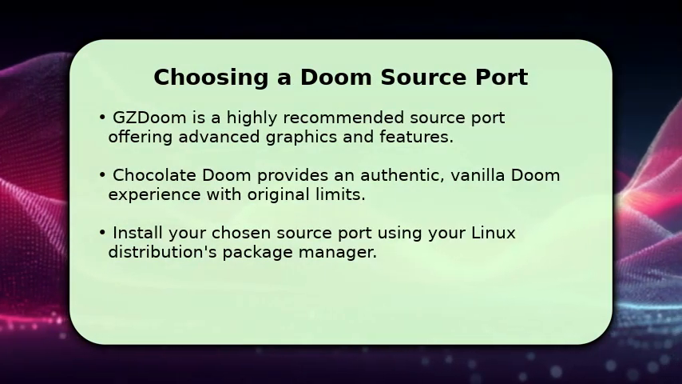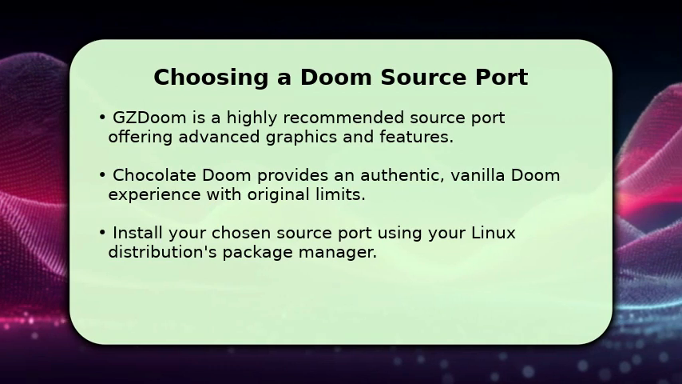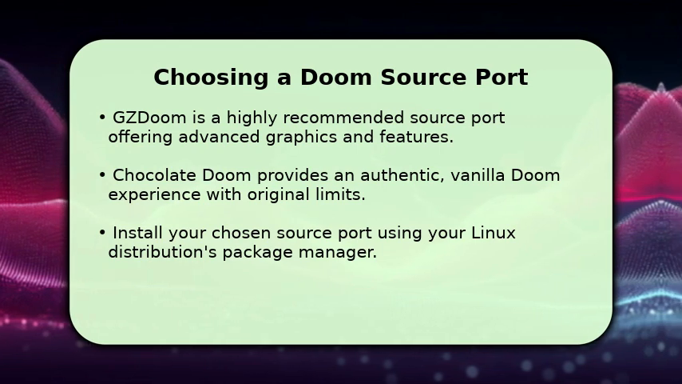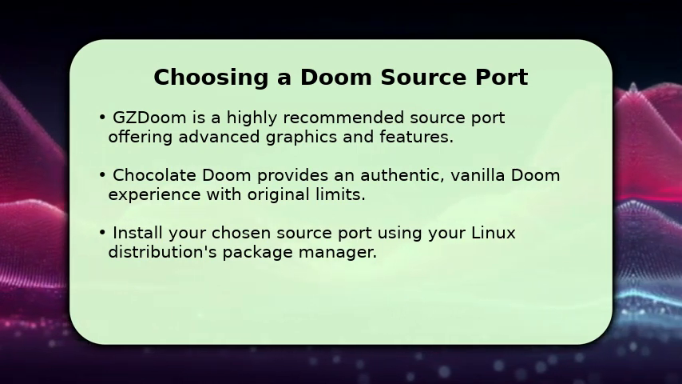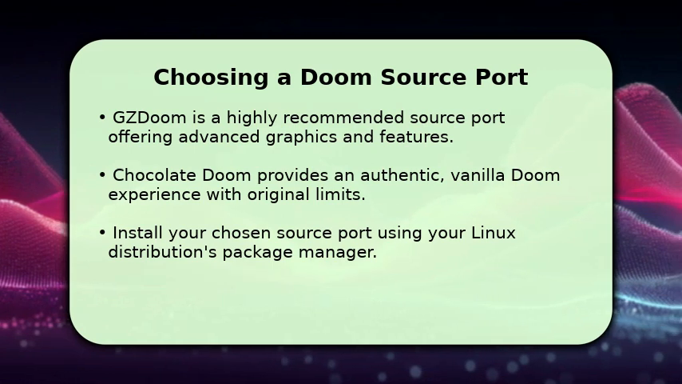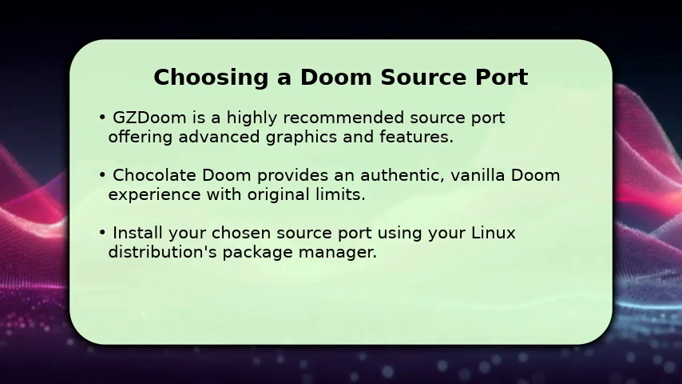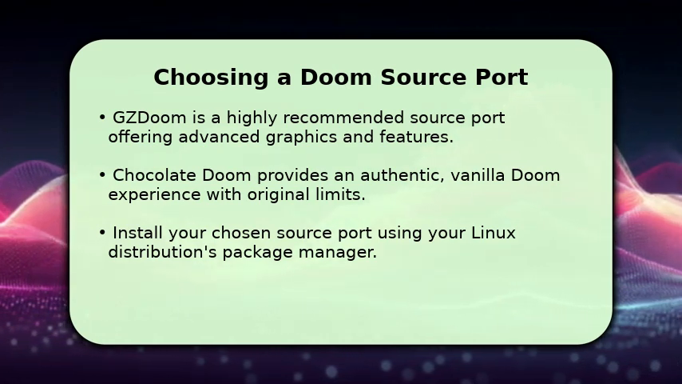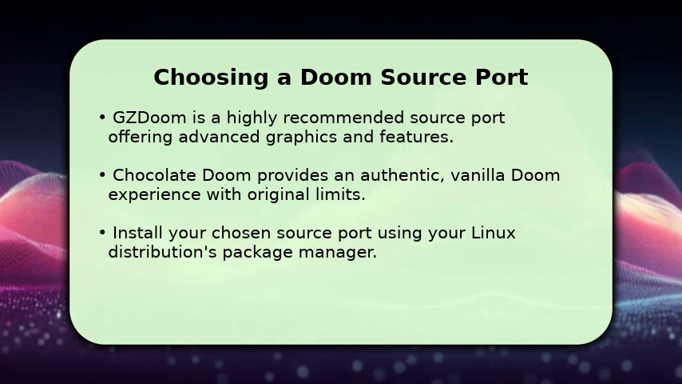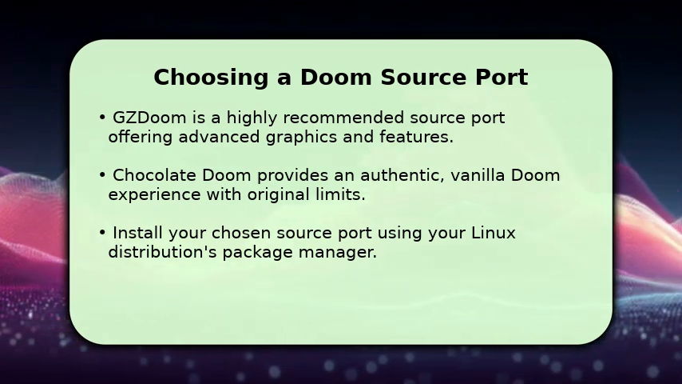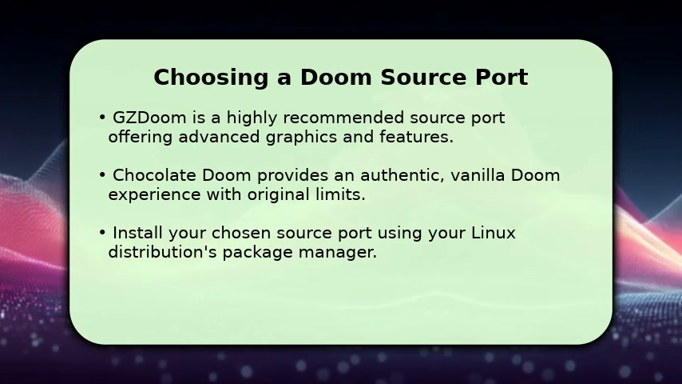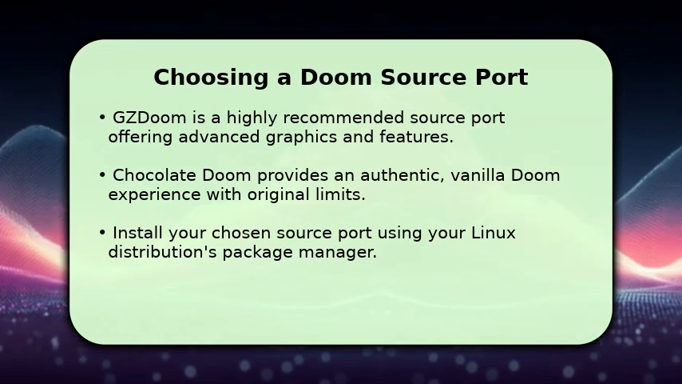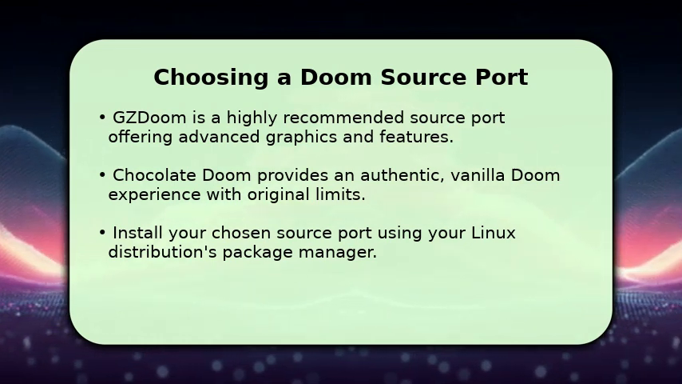Next, select a source port. GZDoom is a popular choice, offering enhanced graphics, mouse look, and support for many custom modifications. For a truly authentic experience, Chocolate Doom replicates the original game's behavior and limitations precisely. You can install your preferred source port using your Linux distribution's package manager. For instance, on systems like Ubuntu or Debian, you would open a terminal and type sudo apt install gzdoom to get GZDoom up and running.